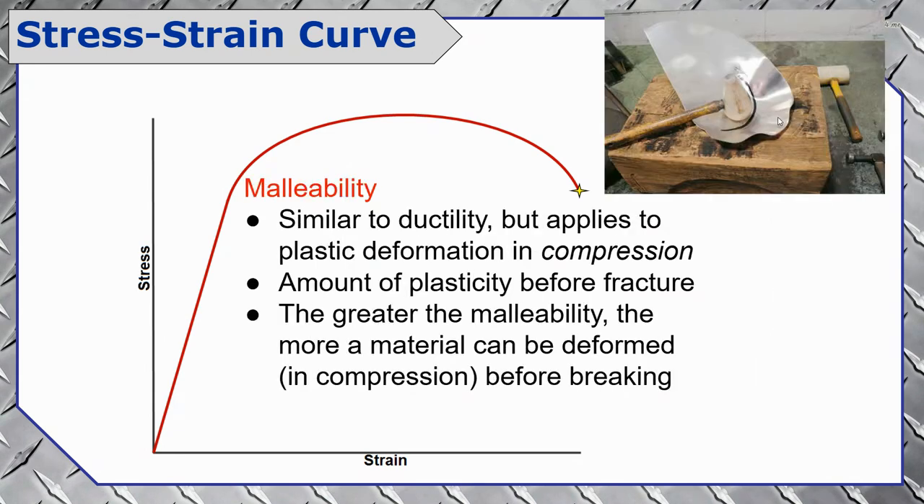The idea of malleability is very similar to ductility, except that it applies to plastic deformation in compression. Malleability is the amount of plasticity before fracture when something is pressed, squeezed, hammered, etc.